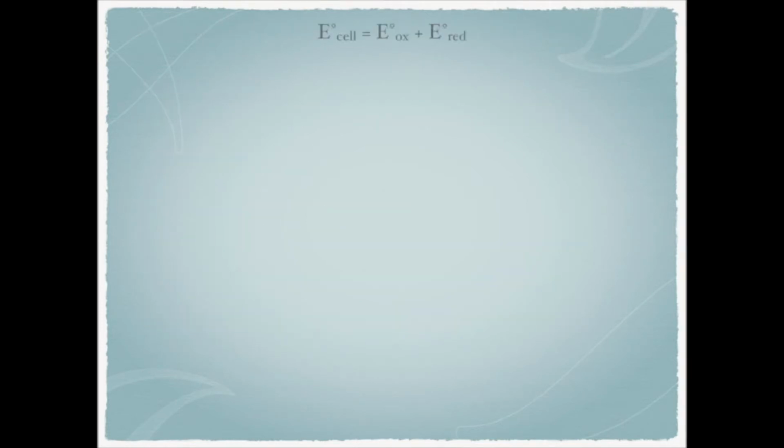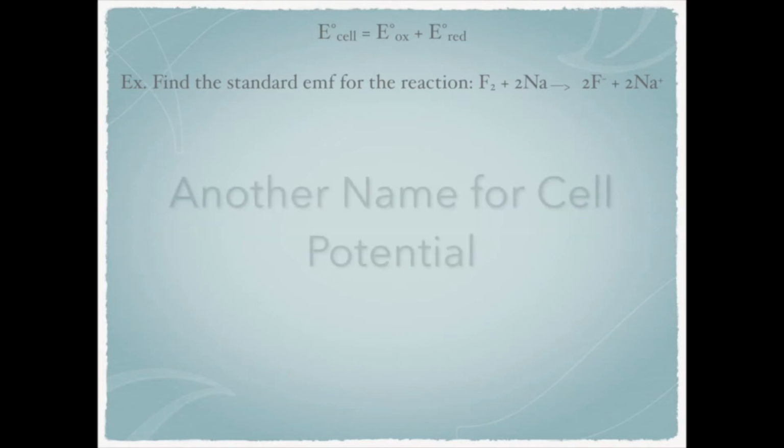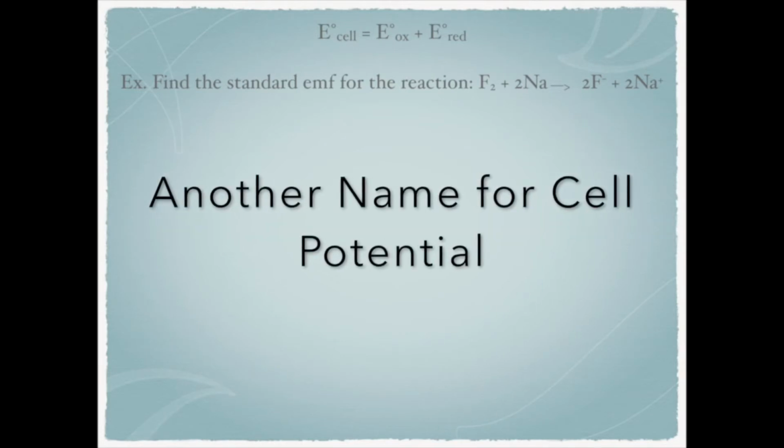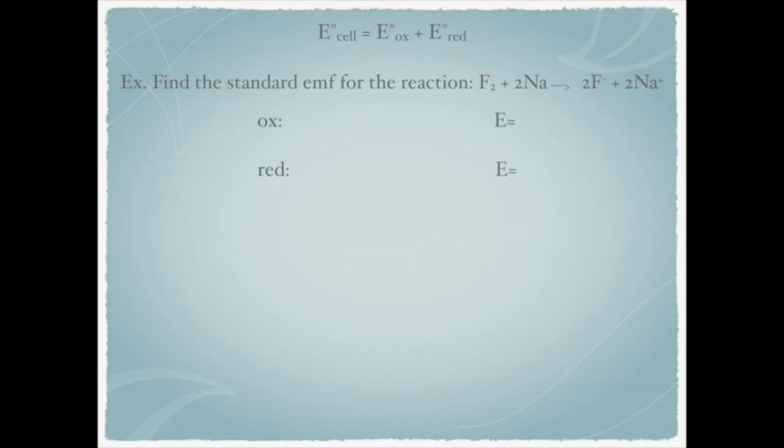So let's look at an example. To determine the cell potential for an overall reaction, which includes oxidation and reduction, all you do is take the cell potential for oxidation and add it to the cell potential for reduction. So let's determine the electromotive force for this reaction that's given to you. My first task is to determine what's being oxidized. Well, since sodium's going from an atom to a positively charged ion, that means it lost electrons.